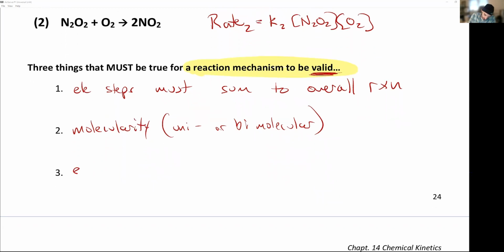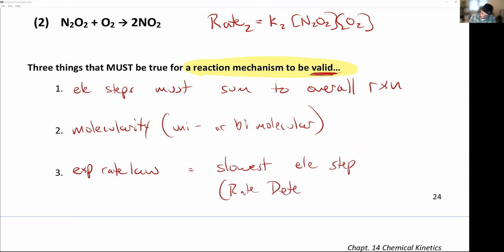And then finally, my experimental rate law is equal to the slowest elementary step. We call this the rate determining step, or RDS. That's the simplified term we're going to use. Okay, so that's the idea.